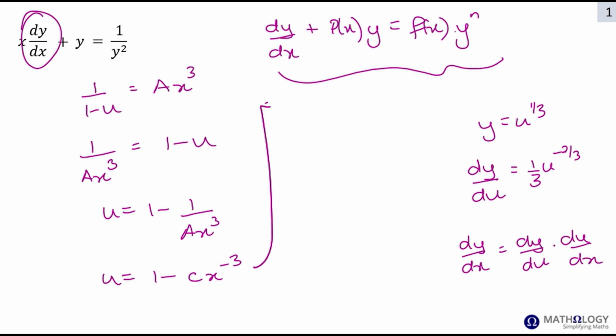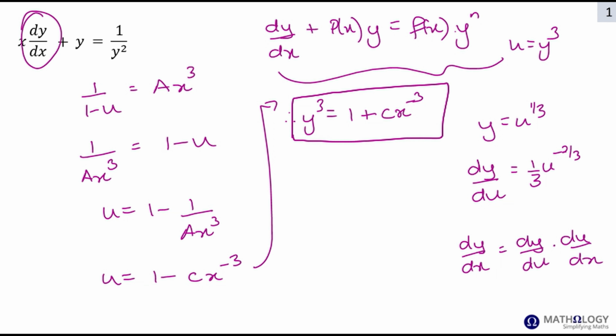And then we need to obviously express this in terms of y, because we used the substitution u equals y cubed, so therefore y cubed equals 1 plus c x to the minus 3. Whether this is a minus c or a plus c, it makes no difference. Remember that c is an arbitrary constant, so we're going to make it a plus. It's just convention to do that. So the solution is y cubed equals 1 plus cx to the minus 3.